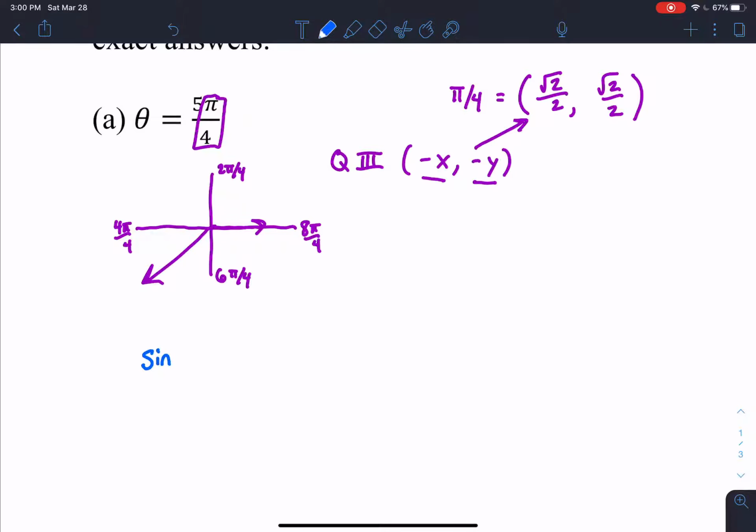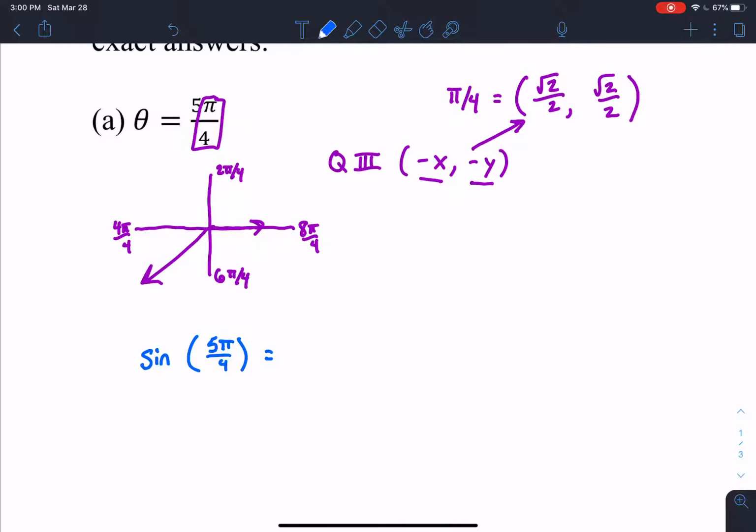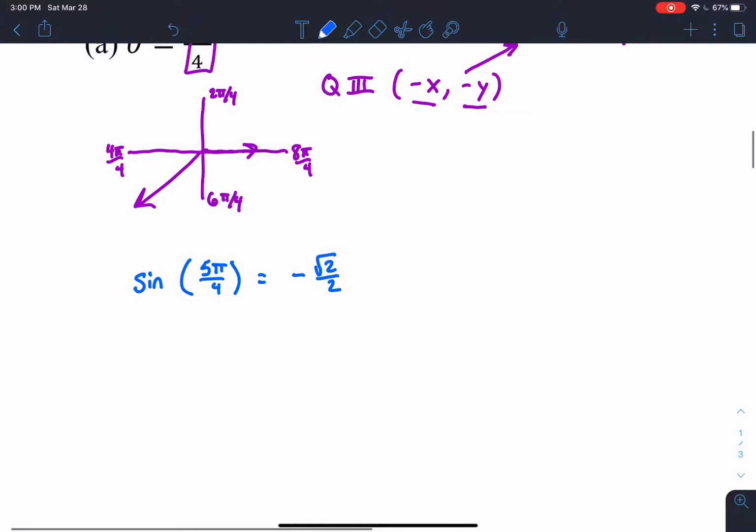So you have sine of 5 pi over 4. Now sine goes with the y term, and this needs to be the negative y term, so the negative y term would be negative root 2 over 2. Now the opposite of that, cosecant, is just 1 over that term. It's 1 over the y term.